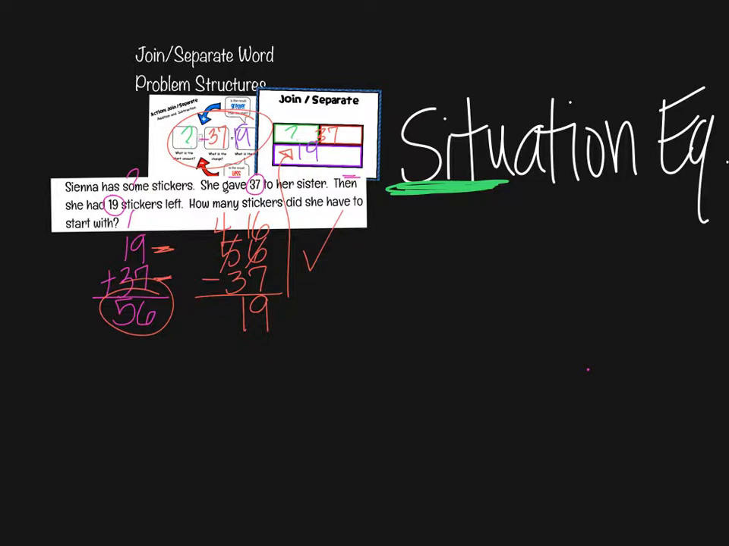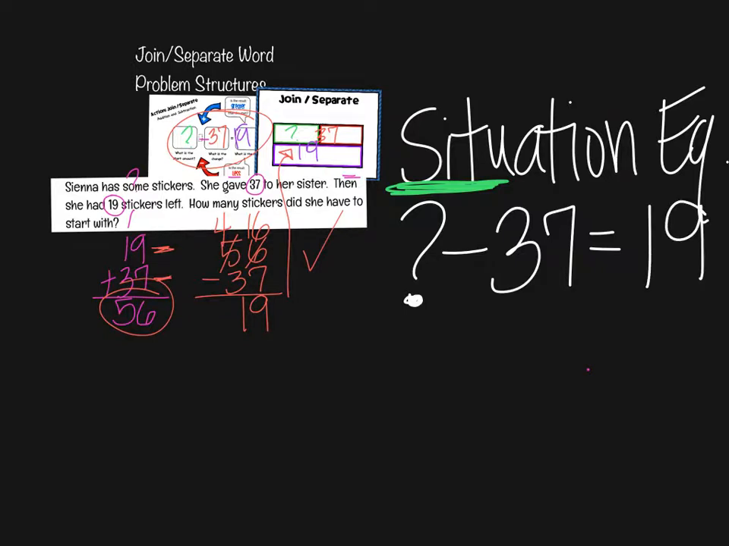Well, when I started, did I have the number? No, I didn't. So we started with question mark. Am I adding or subtracting in this problem? Subtracting, so I put my subtraction sign. So it was question mark minus, what's my next number? Good, 37 equals 19. Perfect. So that was my situation equation.